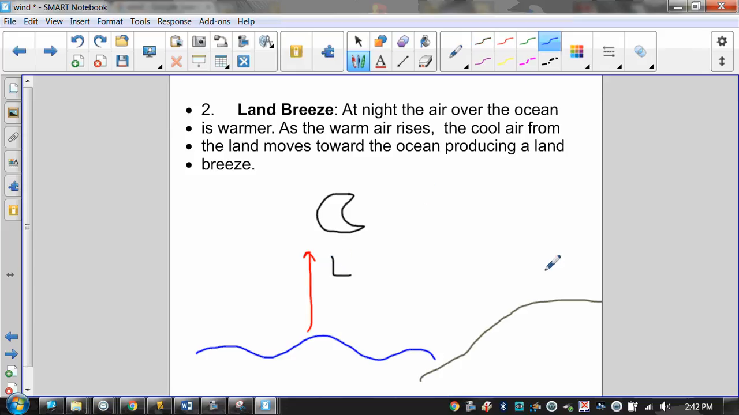It's colder over the land, so the air is descending. This is our area of high pressure over the land. And as a result, remember, air wants to move from an area of high pressure where it's getting squished to an area of low pressure where it's not getting squished. And so the air is now moving out towards sea. And so at nighttime, if you're standing once again facing the ocean, now the wind is going to be at your back.